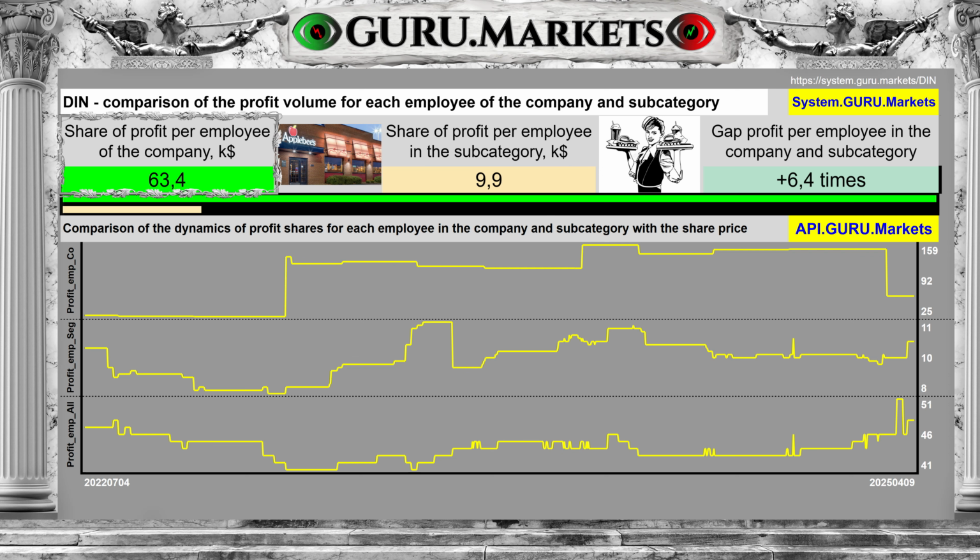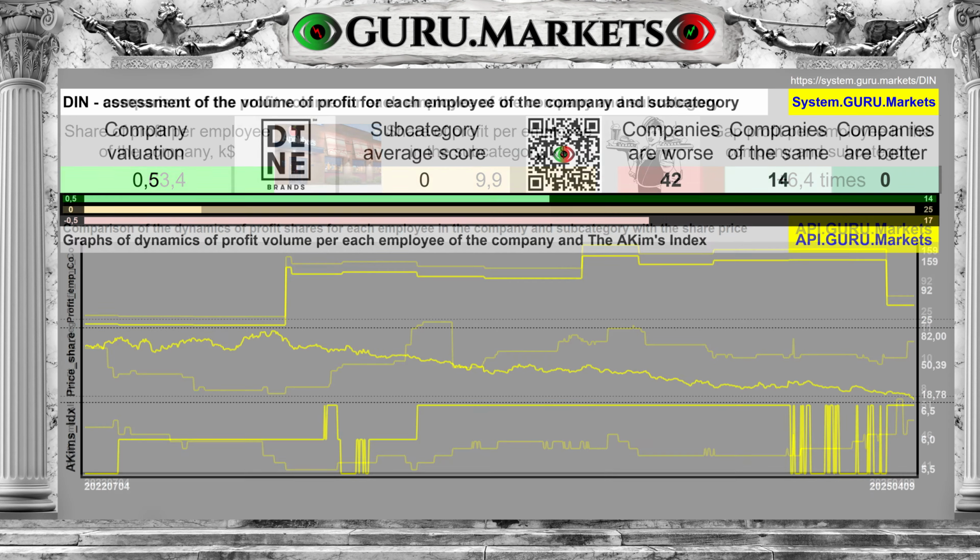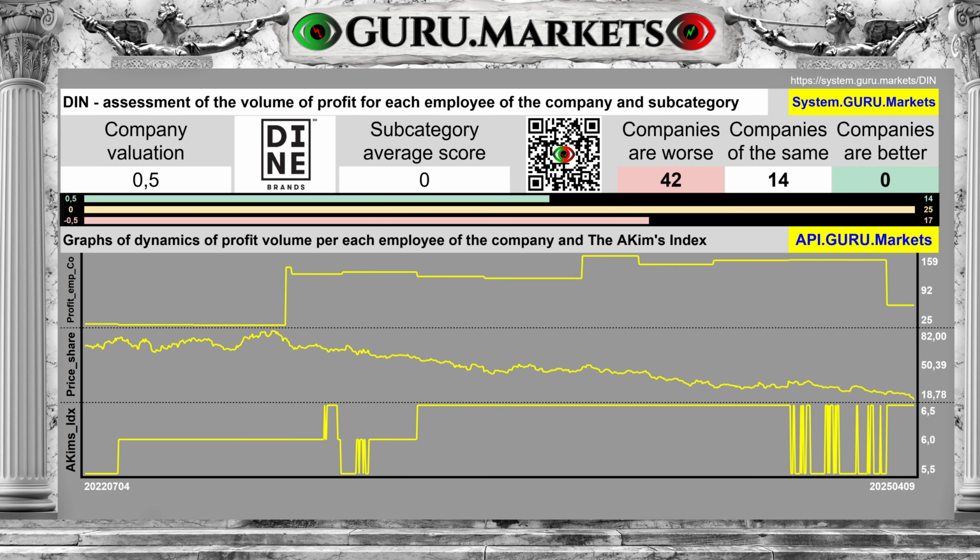The profit per individual employee of the company is $63,400, with the average for the subcategory of $9,900. And the difference between the subcategory average and the company's performance is 538%. Assessment of profit per individual employee in comparison with indicators in the subcategory: good, 0.5 points.